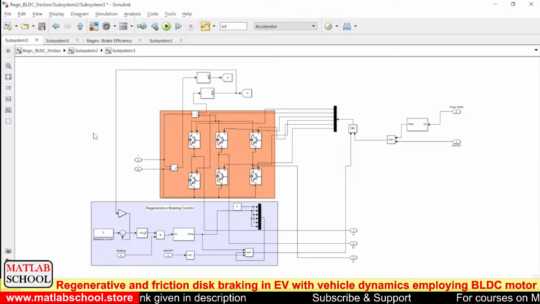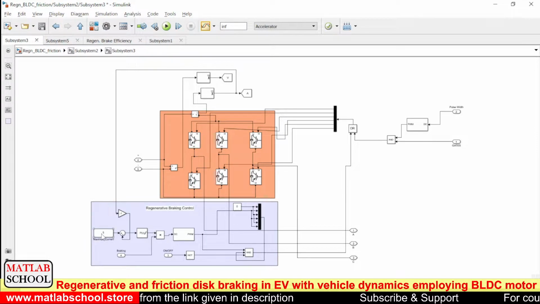Here what I am doing is just using the internal inductance of the BLDC motor to act as the boost converter. So here we are avoiding the usage of an external boost converter and other complex circuitry. We are using the inverter switches as well as the internal inductance of the motor to perform the function of regenerative braking, right?